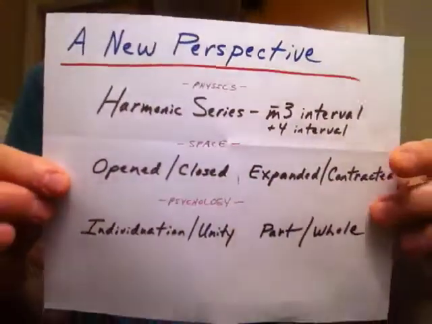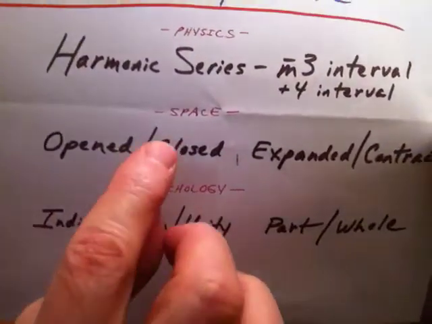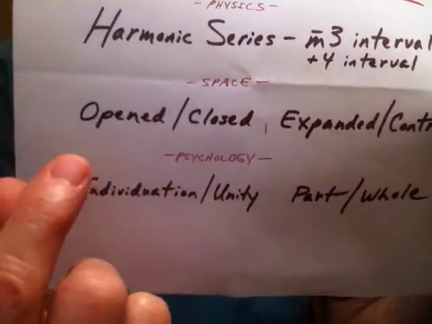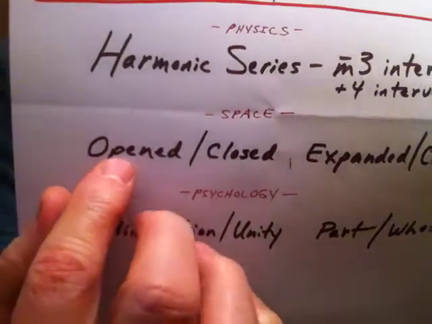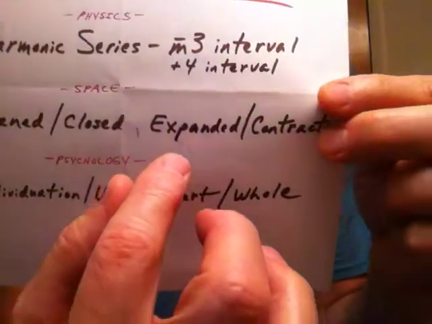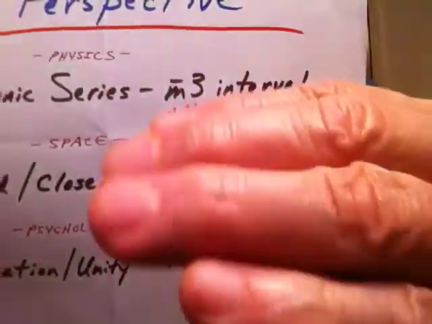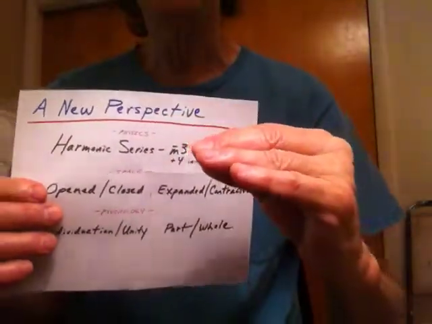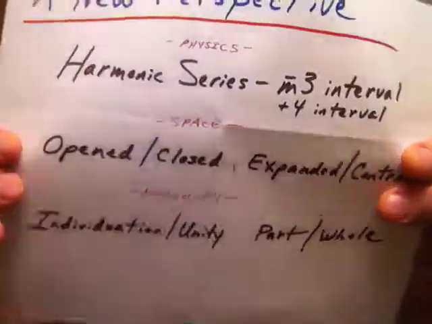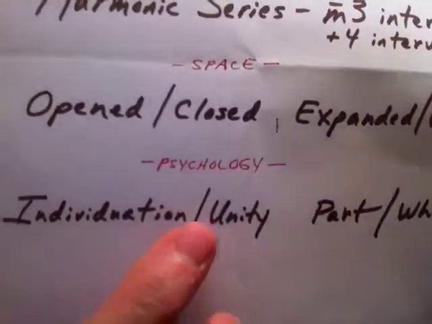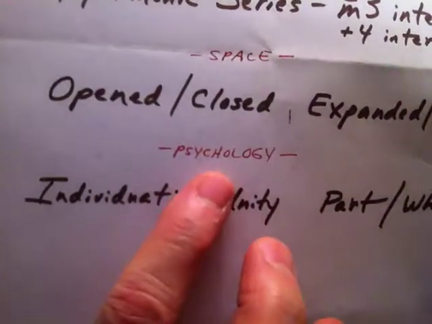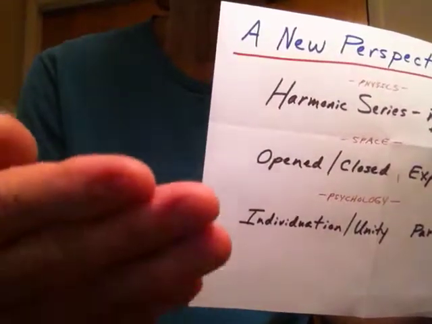And then also, I have to consider the concept of space. Openness: is something open or closed? Is there expansion or contraction? What's happening? Are we growing, going out, or are we getting smaller and going in? And then another concept here is psychology. This is very important for when I tackle this circle of fifths problem.